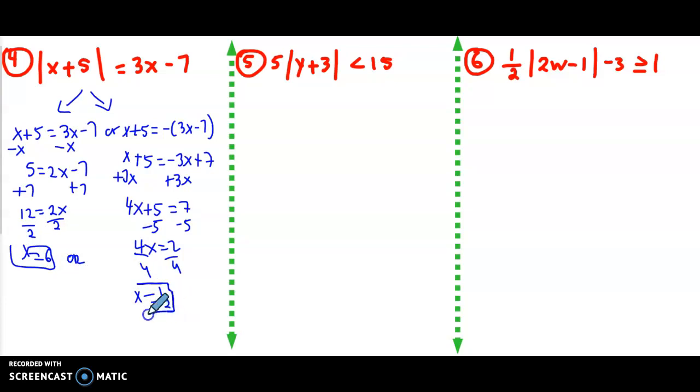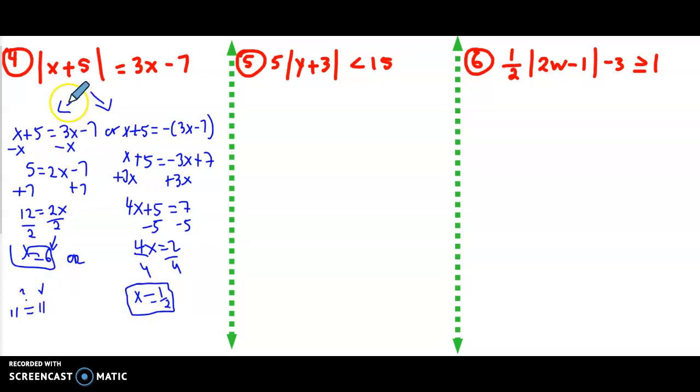I still have to go back and check to make sure it's working for both. So let's go back and check them both. All right, if I put 6 in the original where x is, well, 6 plus 5 is 11, and absolute value of 11 is 11. Let's check the other side. 3 times 6 is 18. 18 minus 7 is 11. So 6 is working for sure. That is a good one.